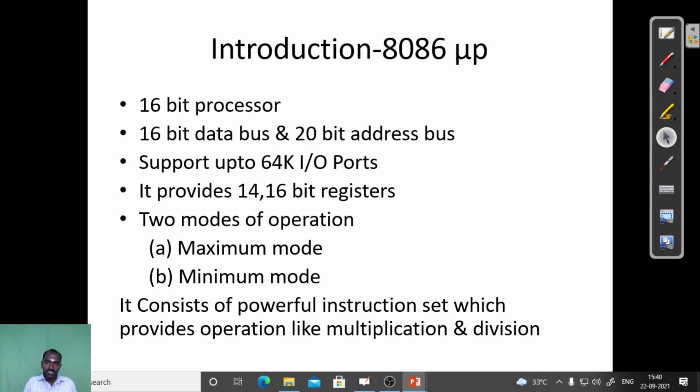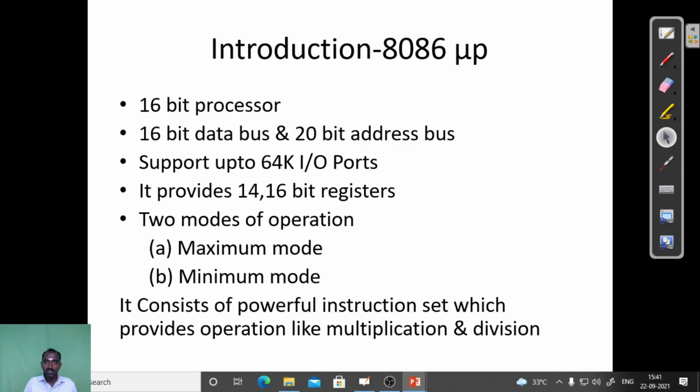I am going to teach about the 8086 microprocessor architecture. First, we discuss the introduction of the 8086 microprocessor. What is meant by microprocessor? A microprocessor is a single chip IC. It is a CPU only. It is defined as a programmable semiconductor device which fetches, decodes, and executes instructions. This is called a microprocessor.